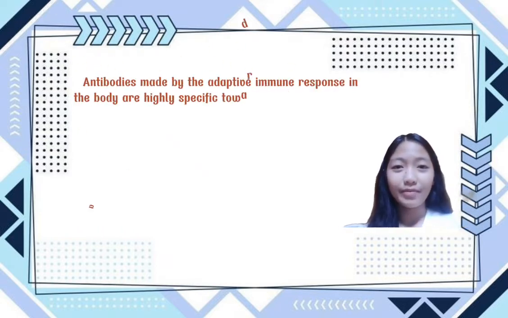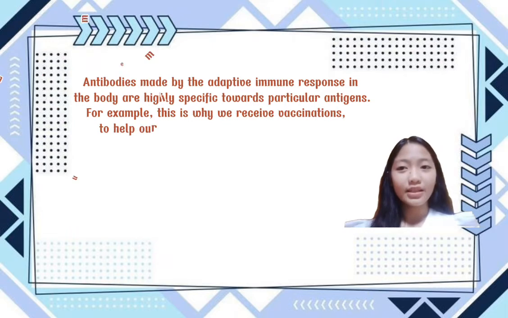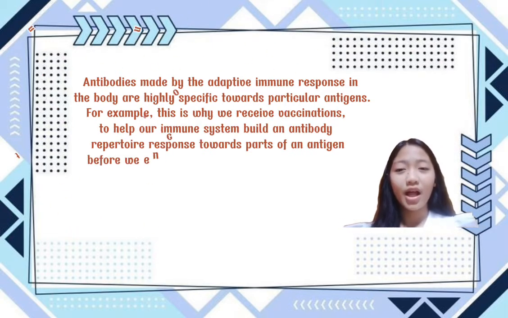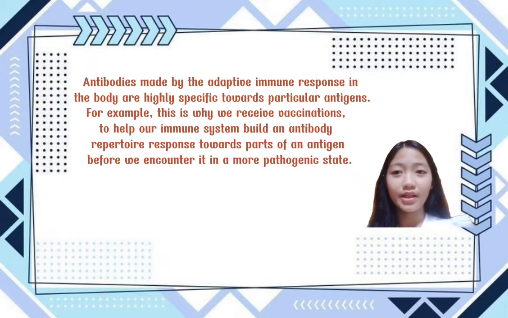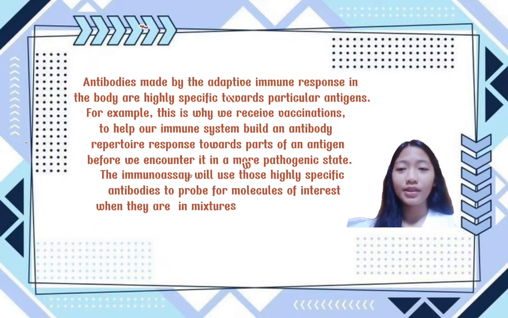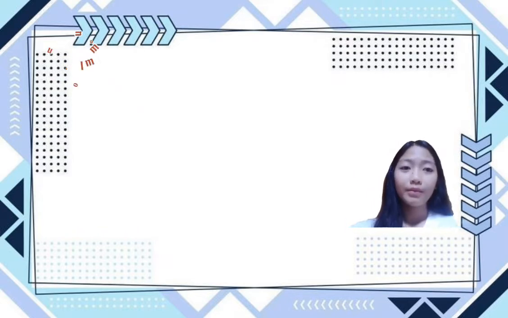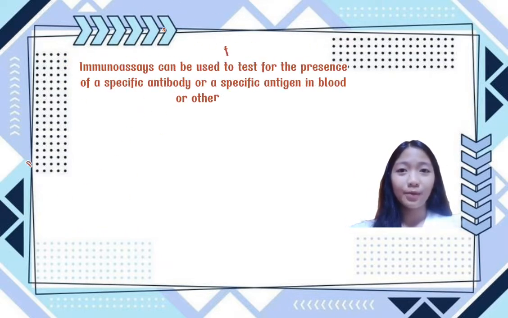Antibodies made by the adaptive immune response in the body are highly specific toward particular antigens. For example, this is why we receive vaccinations, to help our immune system build an antibody repertoire response towards parts of an antigen before we encounter it in a more pathogenic state. The immunoassay will use those highly specific antibodies to probe for molecules of interest when they are in mixture with other molecules. Immunoassays can be used to test for the presence of a specific antibody or specific antigen in blood or other fluids.